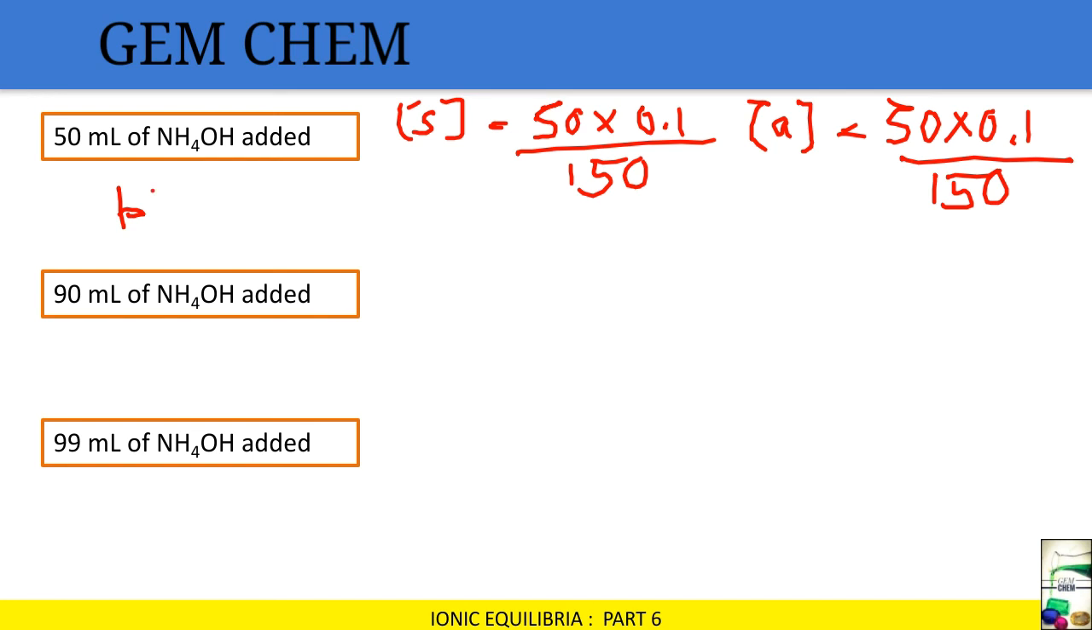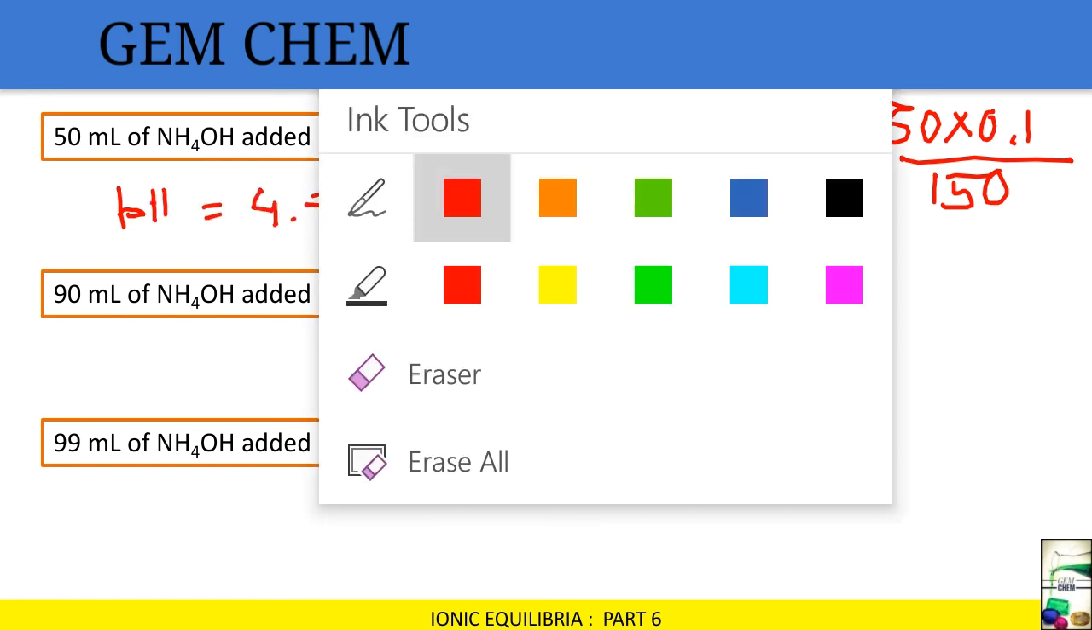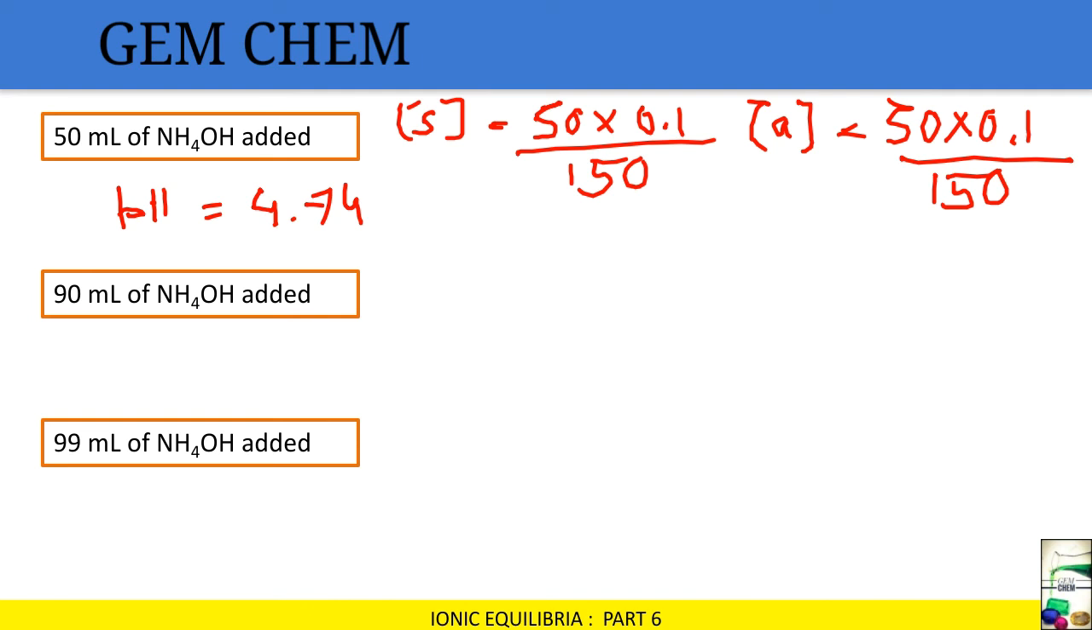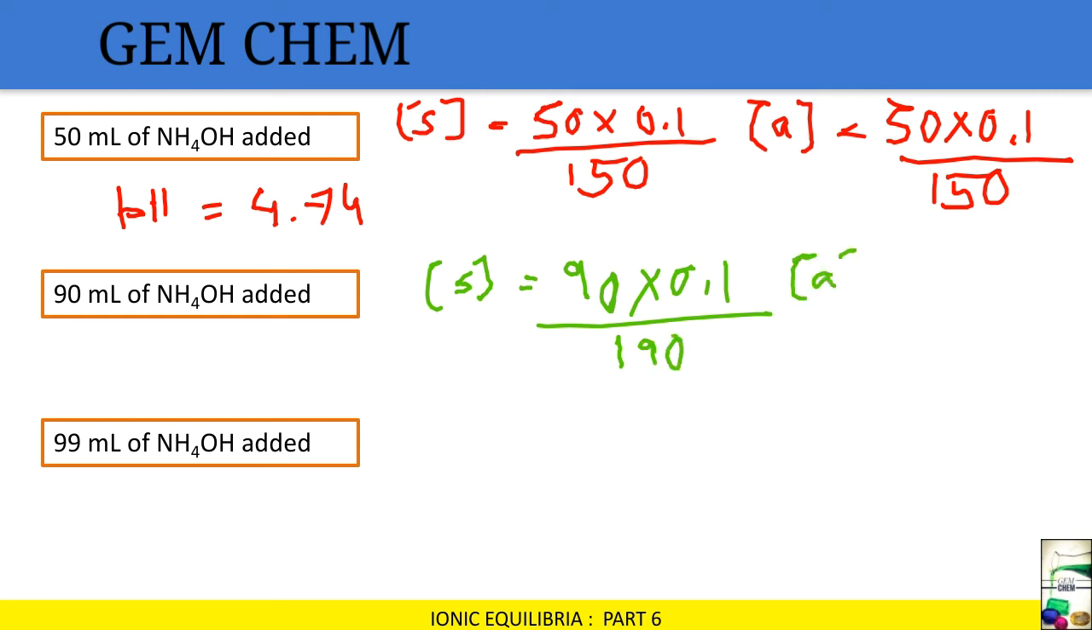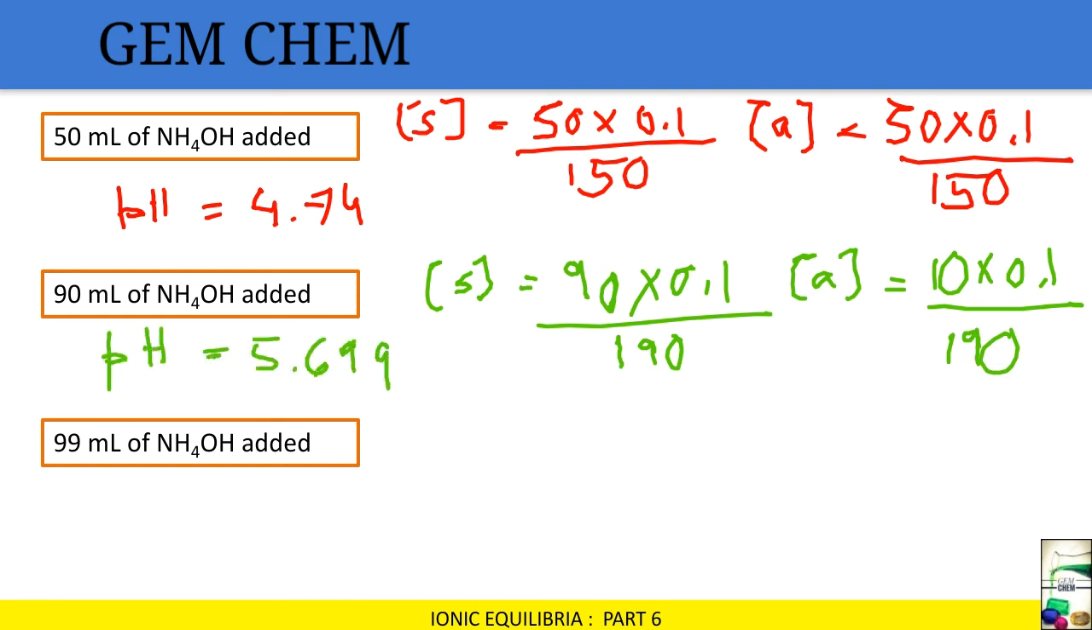And here the pH comes to be 4.74. Now, if we go for the next one, where we are using 90 ml, then the concentration of salt is 90 ml formation of salt into 0.1 divided by 190, and acid left is 10 into 0.1 by 190. And the pH on applying the same formula is obtained as 5.699. Thus, we are seeing a trend of pH being increased, right? So this trend must be remembered.